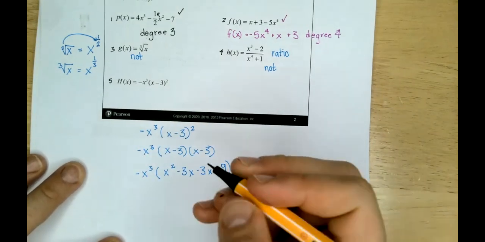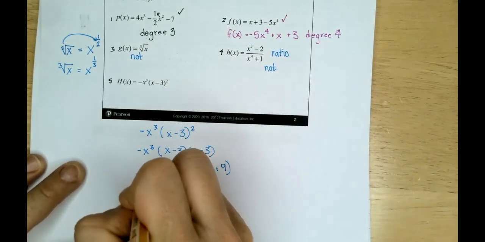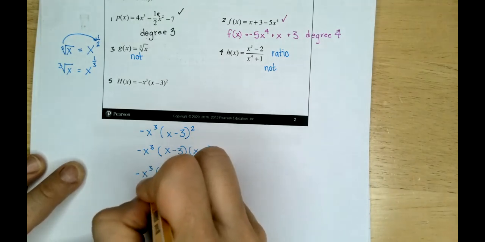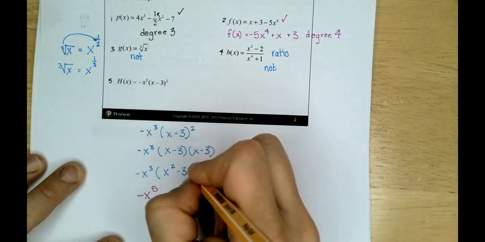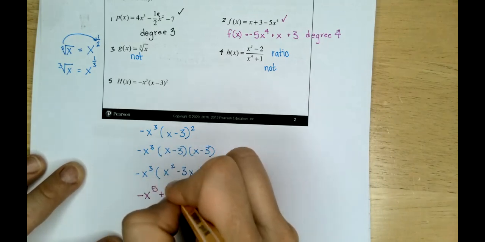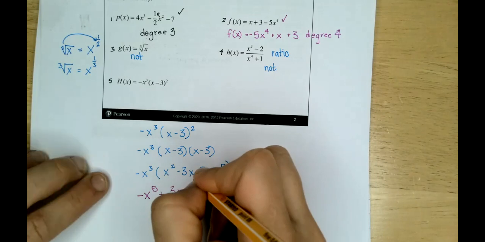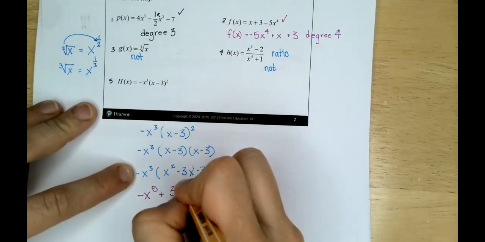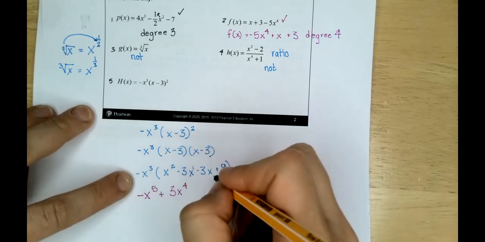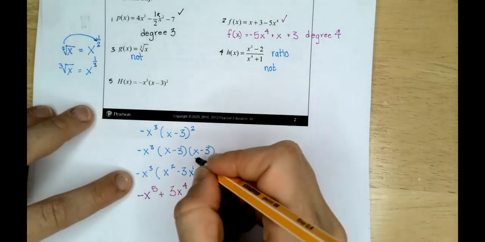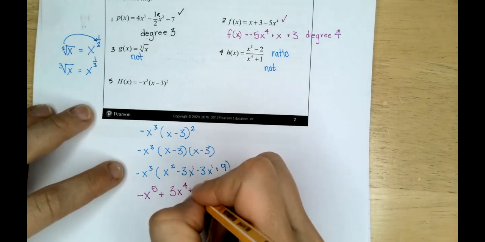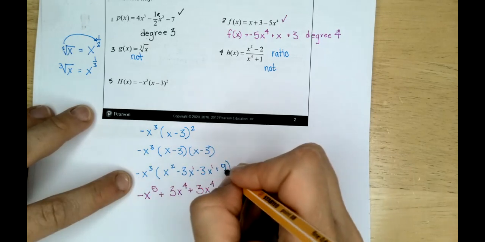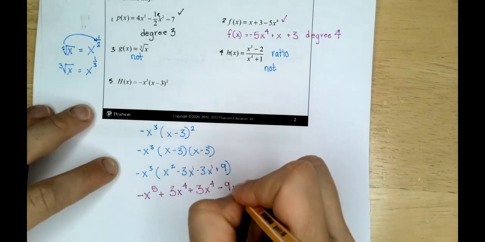Negative x cubed times x squared. And negative times a positive is a negative base. And then if the base is the same, we just add the exponents. So negative x to the fifth. Negative x cubed times negative 3x is a positive 3x. That was to the third, and that's raised to the first power, so 3 plus 1 is 4. Positive 3x to the fourth. And then here we have negative x to the third times a positive 9, so that'll just be negative 9x to the third.